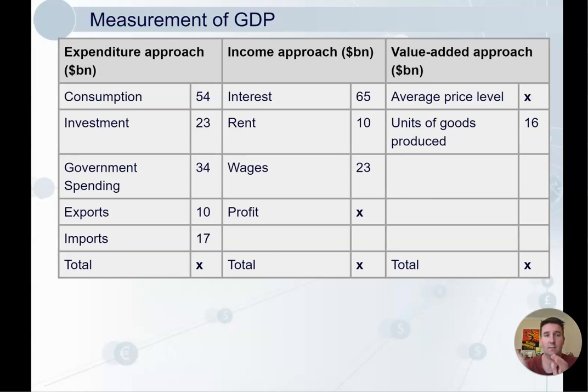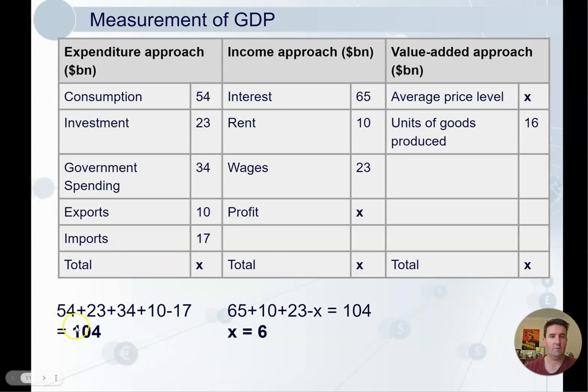Okay, so this is a little bit more of this. So expenditure approach, if we add up all the consumption, investment, government spending, exports minus imports, we will get our total GDP. At the same time, if we add up all the income that we earn, so all the interest, all the rent, all the wages, all the profit, it will equal that same number. And the value added approach, the way we can show this is the average price level multiplied by the unit of goods produced. That will all come to the same number.